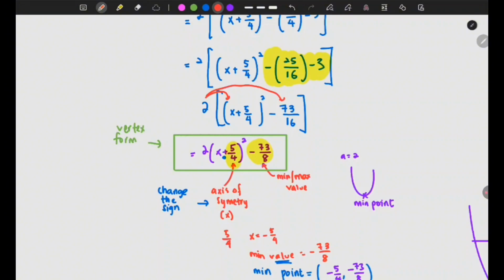In the general form, you will see the A, B, C. In your vertex form, you don't see your B and C, but instead you will see your A, your axis of symmetry, and also your minimum or maximum point, depending on the A value, either negative or positive. So get it? I hope this helps you understand. But don't worry guys, we will do another example for this minimum and maximum point.